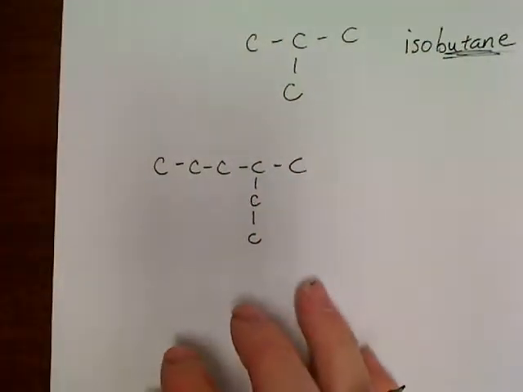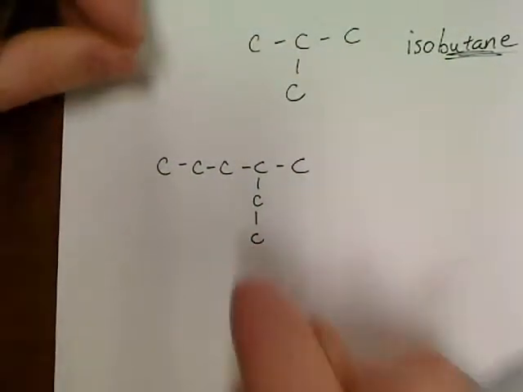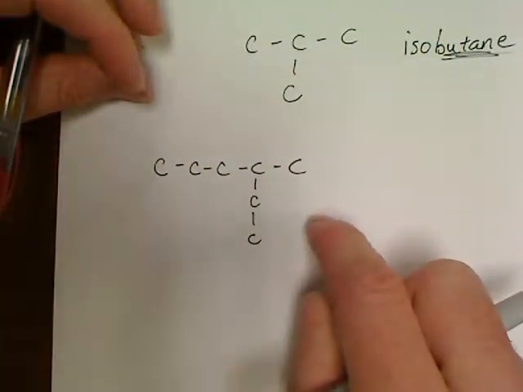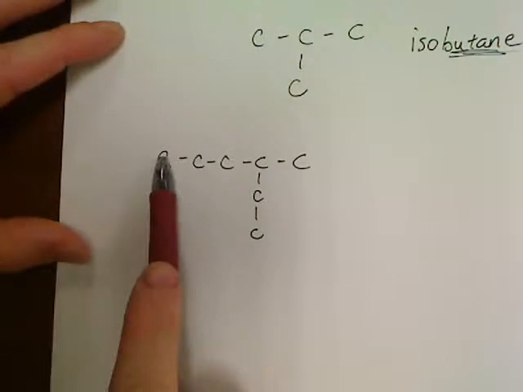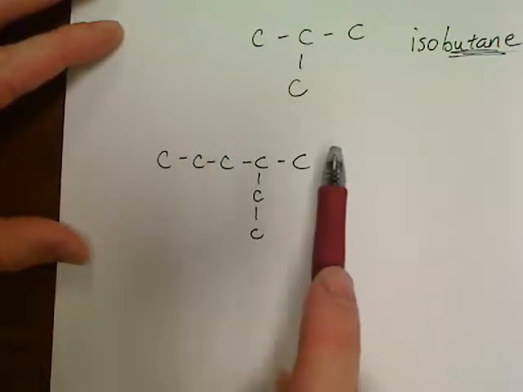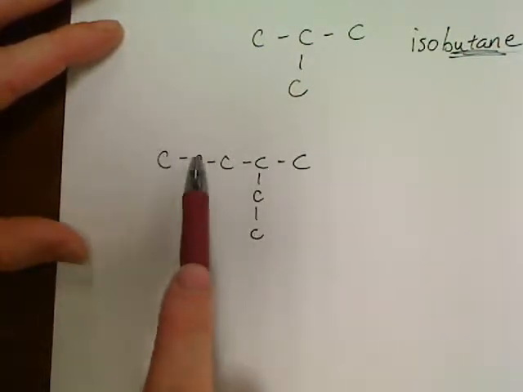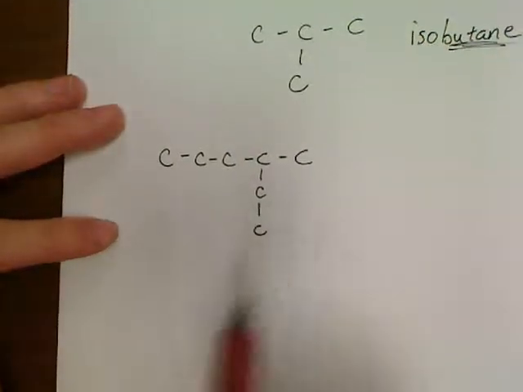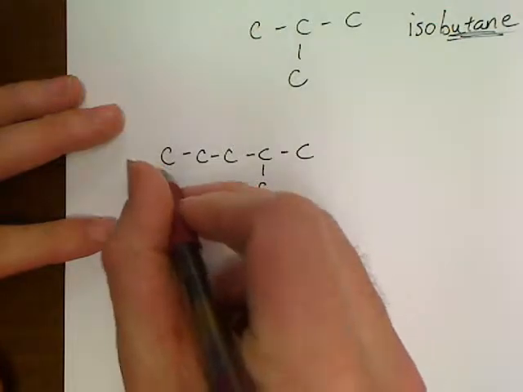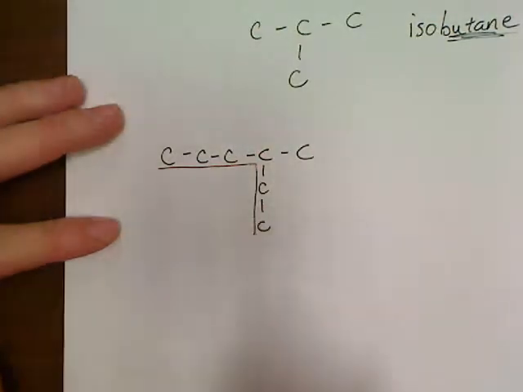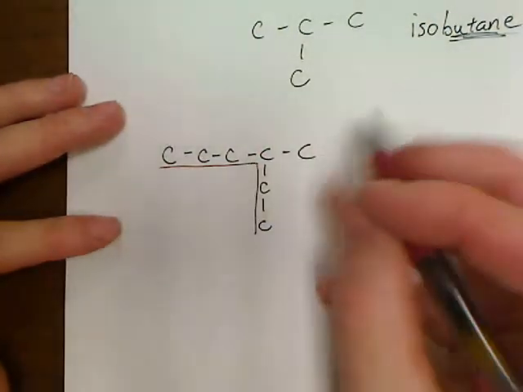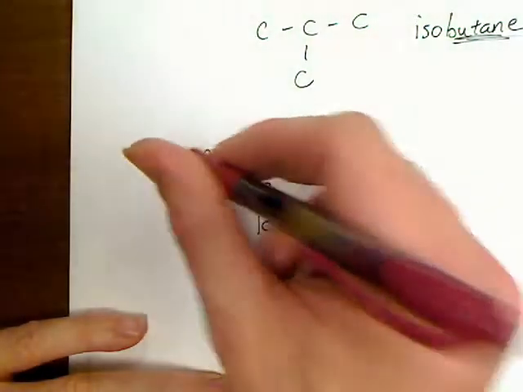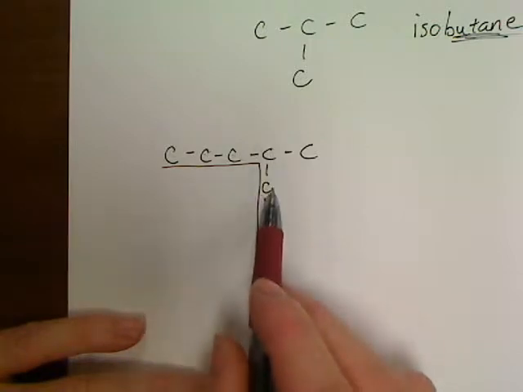All right, I want you to look at this. Here's how you name this picture. I want you to find the longest chain in this picture. We could go 1, 2, 3, 4, 5. 1, 2, 3, 4, 5, 6. So we've already established that the longest chain is this. So there's your chain. So here's how we name this.